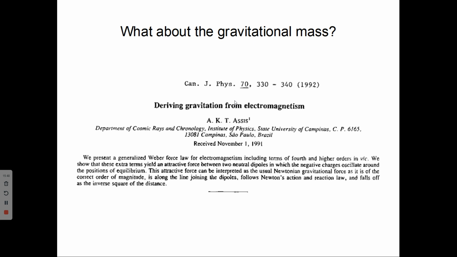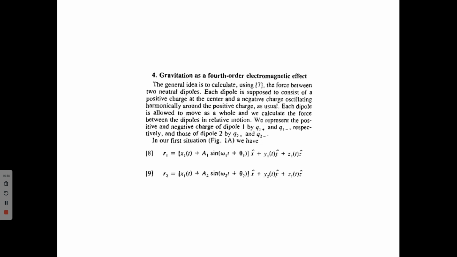Now, I should not pretend that I've grasped all the calculations here because they are quite more cumbersome and extensive than in the previous case. But maybe I can try to extract some major ideas here. They hypothesize that gravitational attraction is essentially an attractive force of the fourth order between two dipoles. Each dipole is supposed to consist of a positive charge in the center and a negative charge oscillating harmonically around the positive charge, as usual.